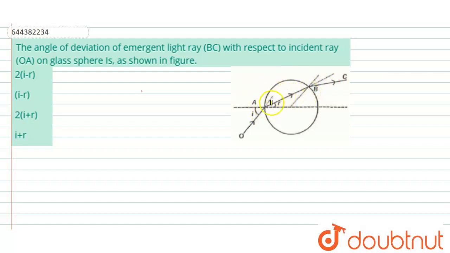For that we first need to draw a diagram. So you can see in the diagram, we have to find this angle. This is the path of the incident ray and this is the path of the emergent ray. So we have to find the angle of deviation between the incident ray and emergent ray. Let this angle, I am writing it here for better clarity, be delta. Delta is the angle of deviation, right? We have to find this.